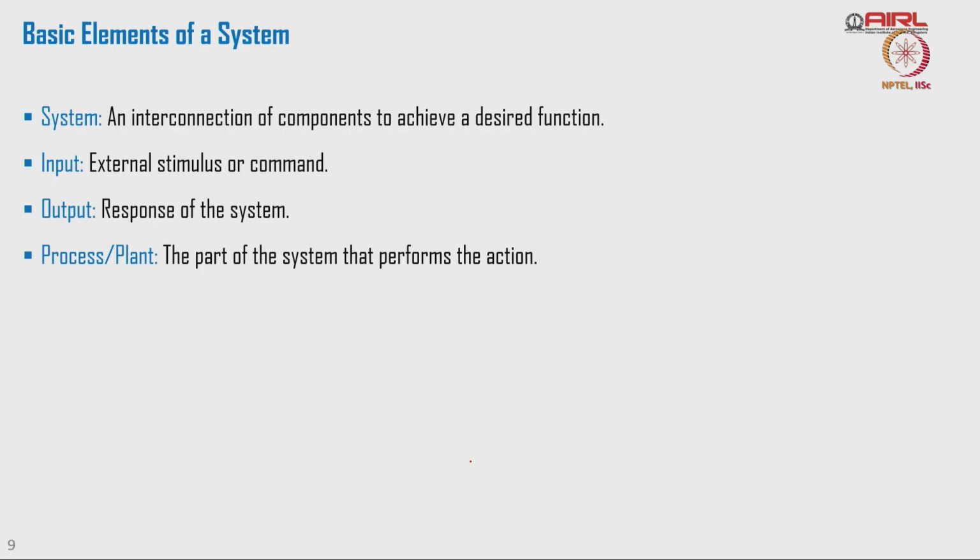What are the basic elements of a control system? There will be a system, an interconnection of components to achieve a desired function. It may not be a single system; it can be some interconnected systems working together, like capital S1, capital S2. These are the systems. Input is the external stimulus or command given from outside, which we represent as a small s1. Output is another signal, which should be a desired signal, but in general we represent it as S2. And what is a process or plant?